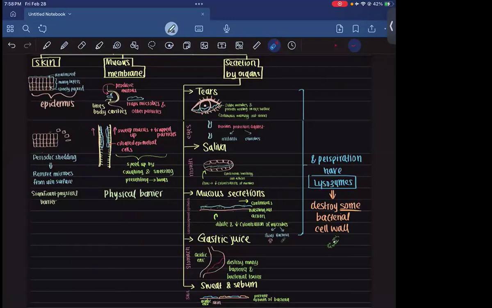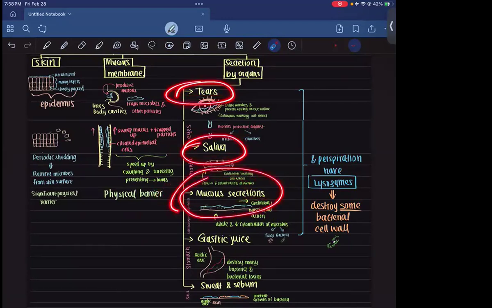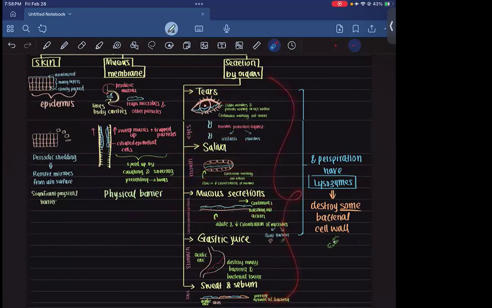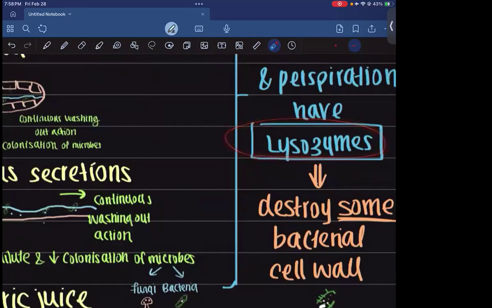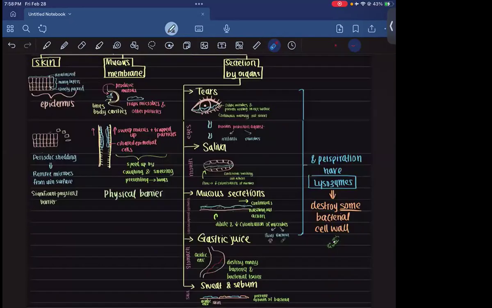That's it. And remember, when you consider tears, saliva, mucus secretions. Who are they? Tears, saliva, mucus secretion. If you remember, according to my order, the first three, and along with perspiration. So you will be having perspiration in your skin as well. So these four, tears, saliva, and perspiration, they will be having something called lysozyme. Maybe you can remember this from the digestive system. In the digestive system, under oral cavity, you might have learned the components of saliva. So saliva will be having some lysozymes.